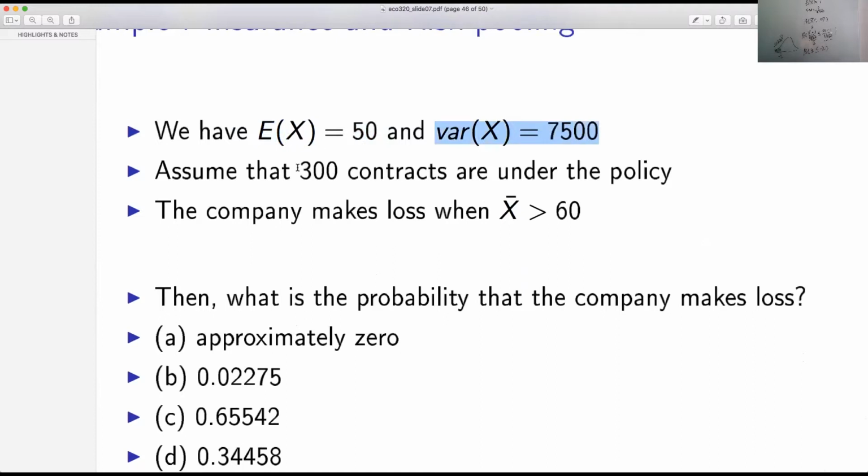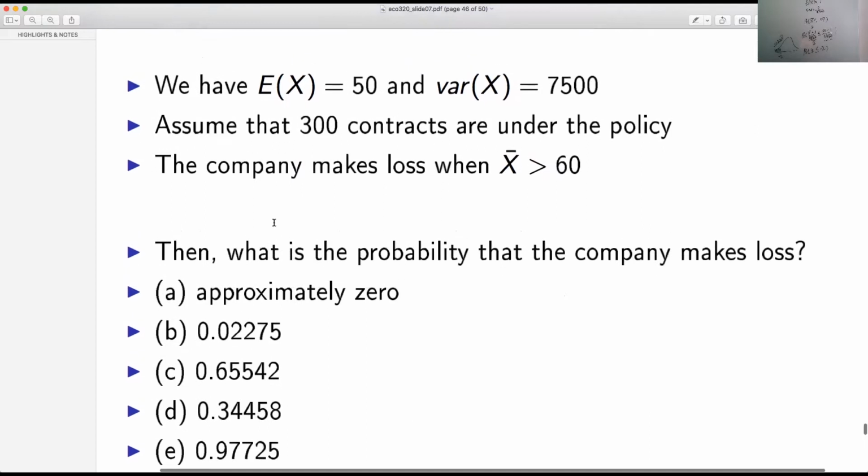So assume 300 contracts. Now we are talking about X bar. At this point, you should be able to calculate the expected value of X bar and the variance of X bar out of this 300. With the sample size, how do we do that? Please spend at least 5 minutes trying to answer this. This is very important. I might ask a similar question on the exam, okay?